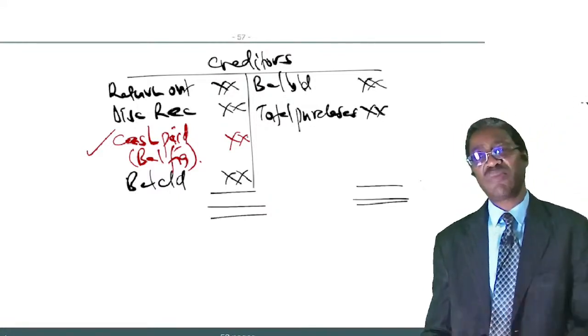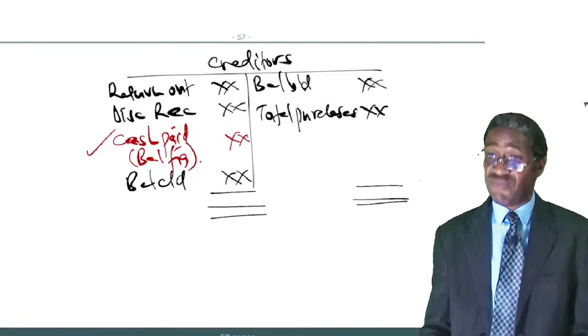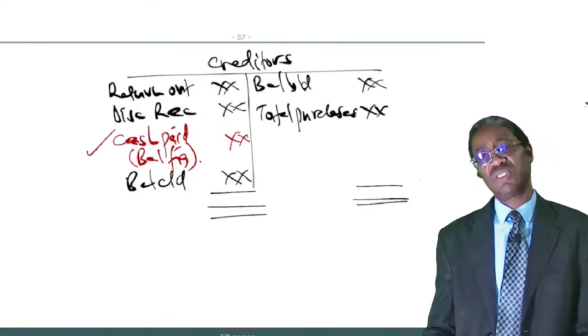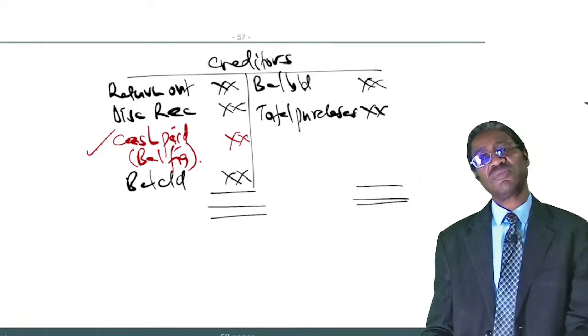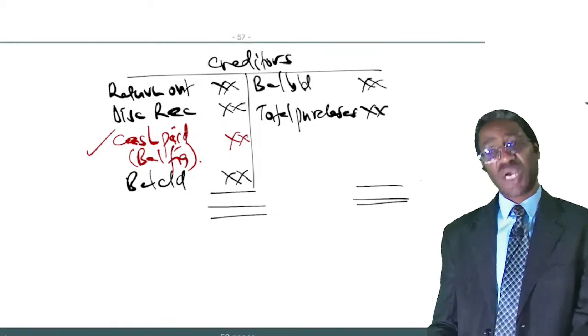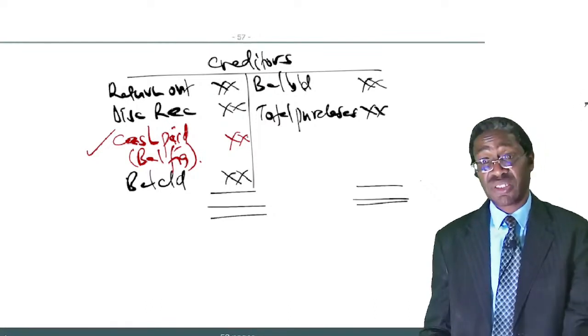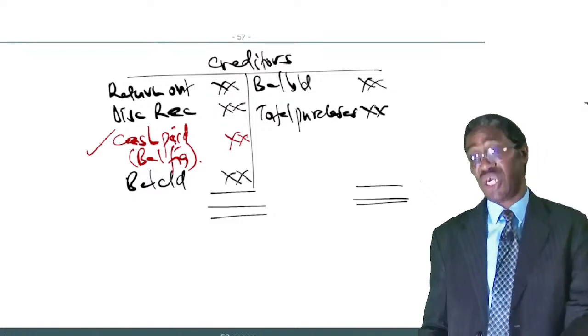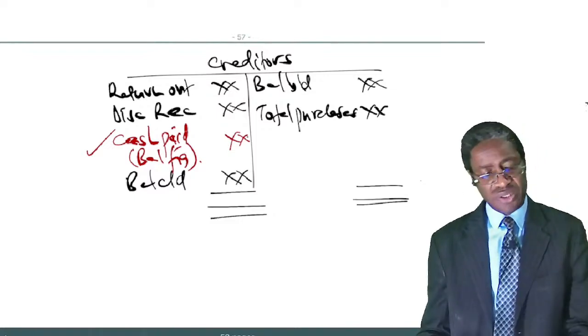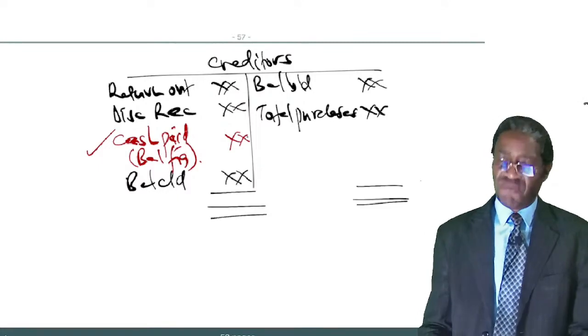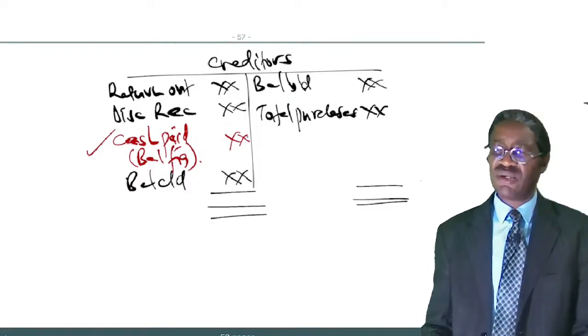Then you carry down the balance. Then there will be a balancing figure in your account. That balancing figure will become your credit, your cash paid to suppliers. Good. So finish. I want to discuss the third item now.